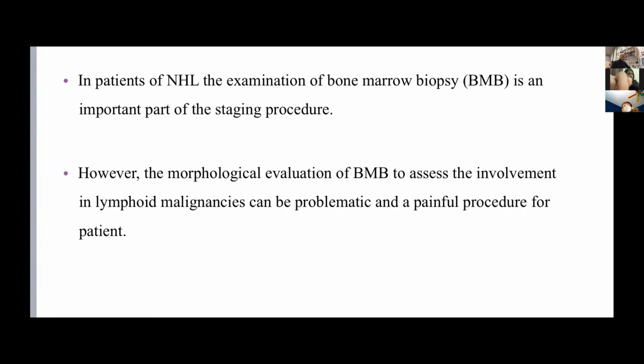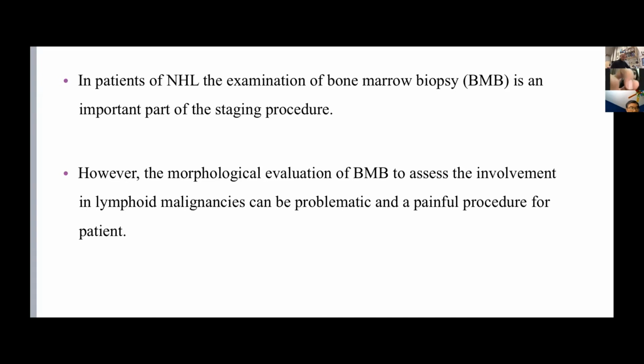So how do we proceed with a patient for NHL? In any case of NHL, we start with the clinical examination and lymph node FNAC, followed by lymph node biopsy. But there is a requirement for the examination of bone marrow biopsy. Why? Because it's an important part of the staging procedure. If a patient is presenting with bone marrow involvement, the patient has stage 4 disease.